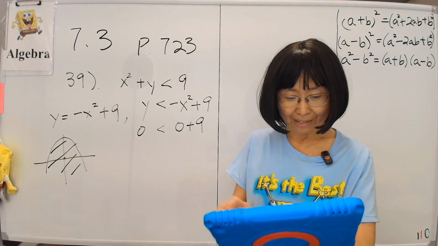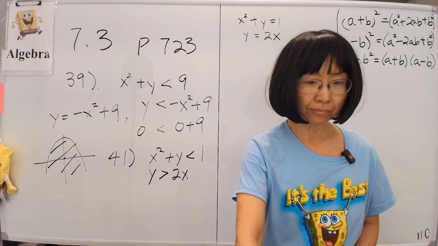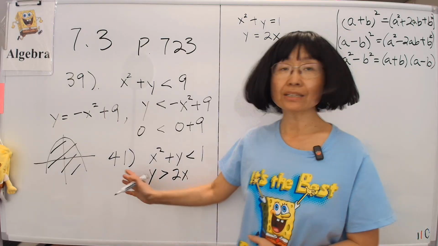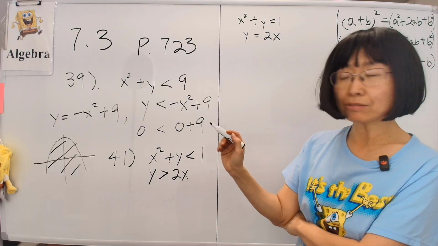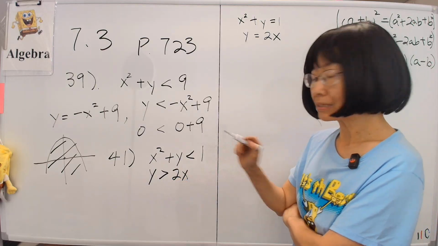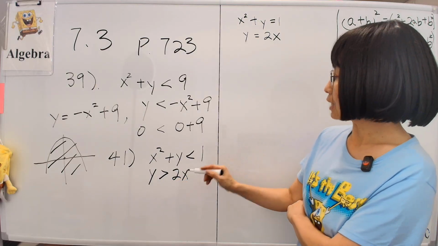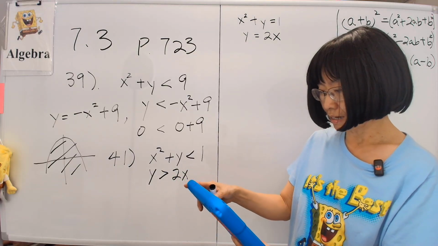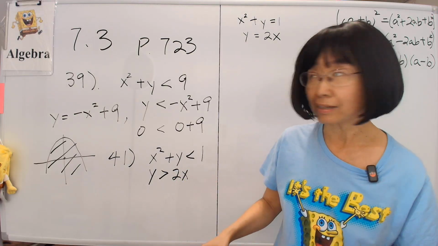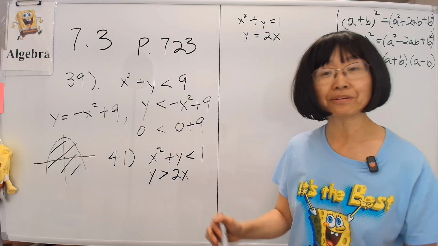Okay, so that's how we do this type of thing. So next, let's consider problem 41. We have x squared plus y is less than 1, and y is bigger than 2x. Now they also want us to label the points of intersection. Okay, let's label it if they want us to label it so badly.